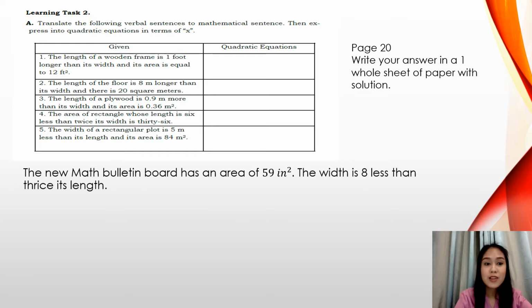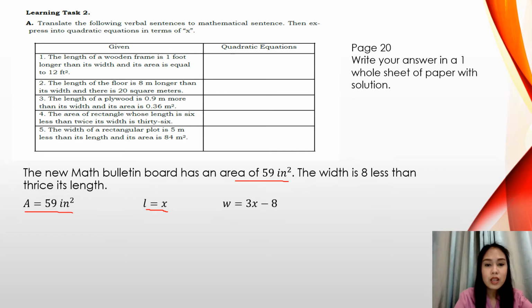Now, suppose I have here an example. The math bulletin board has an area of 59 inches squared. The width is 8 less than thrice its length. So what we're going to do is to convert this sentence into a mathematical sentence or mathematical equation. We know that the given in the problem is the area, which is 59 inches squared. Now, the length is unknown. It was not stated in the sentence.